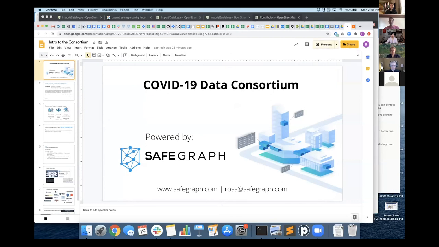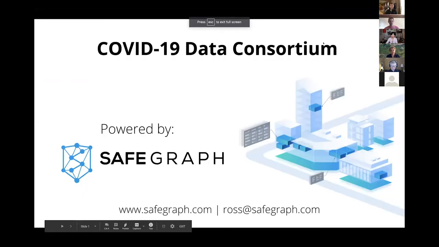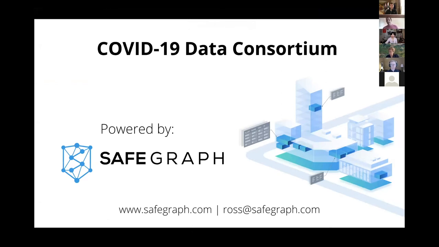So let me give some context just for my background to start. My name is Ross Epstein. I'm the chief of staff at a company called SafeGraph. And I have spent a disproportionate amount of time since March giving away as much data as possible, which has been very fun and also very challenging, giving it away to as many academics as possible, which has been great. And hopefully this will be fun, and you guys can tell me what we've done right and wrong and a bunch of good stuff.